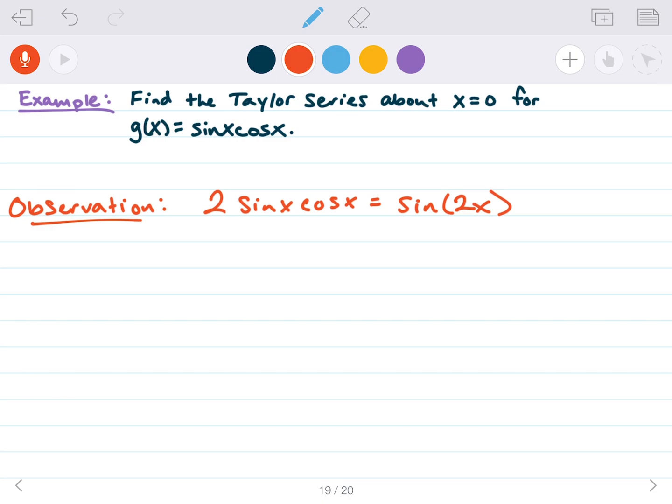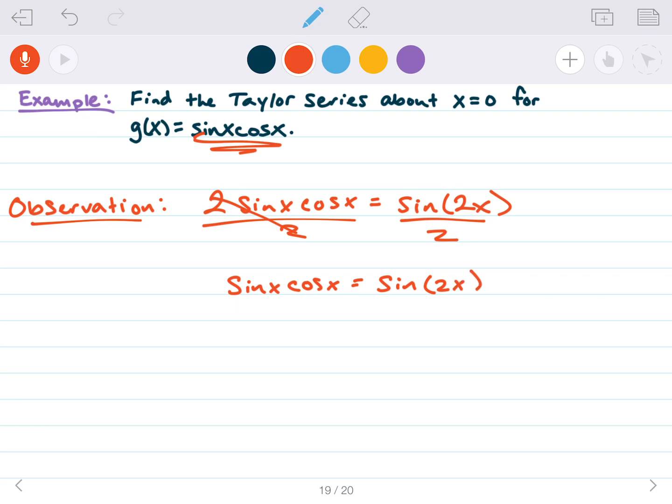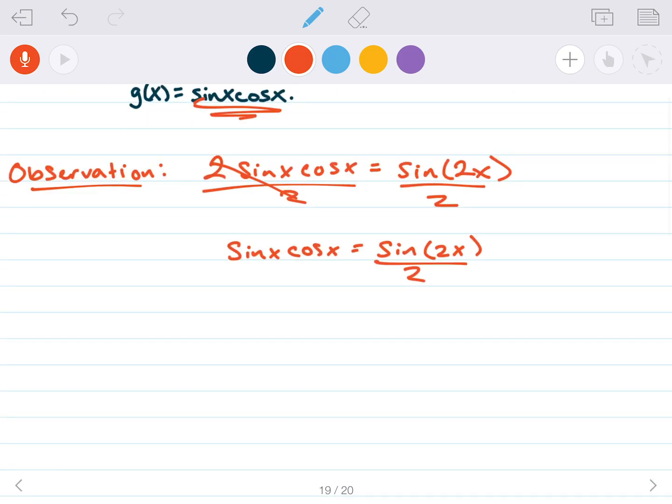So if I want to see what I have here, I just divide both sides by 2 to isolate the sine cosine, and my identity becomes sine of x cosine of x is the same thing as sine of 2x over 2. So all we have to do is, instead of plugging in x into my sine of x expansion, I just need to plug in 2x and then multiply by a half.